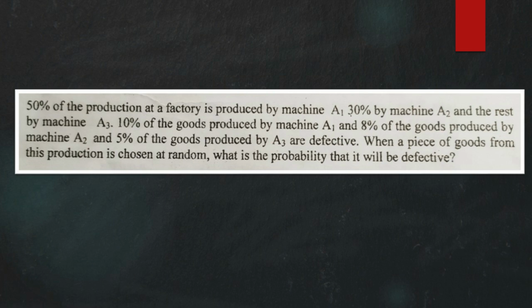50% of the production of a factory is produced by machine A1, 30% by machine A2, and the rest by machine A3. 10% of the goods produced by machine A1, 8% of the goods produced by machine A2, and 5% of the goods produced by A3 are defective. So defective is the important part. When a piece of goods from this production is chosen at random, what is the probability that it will be defective?